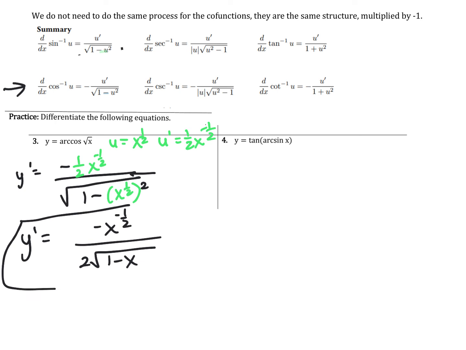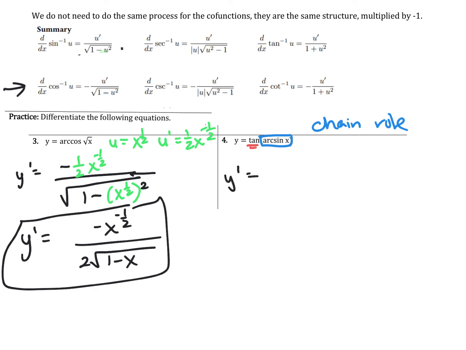You could also, if you wanted to, move x to the negative 1/2 power down below, but I'm going to leave it just like this. So what I want you to see on number 4 is that we have a chain rule situation, but not in this u prime u way. On number 4, the outside function is just regular tangent, and we know that the derivative of regular tangent is secant squared. The inside function is our inverse trig. So we are going to apply the chain rule for number 4.